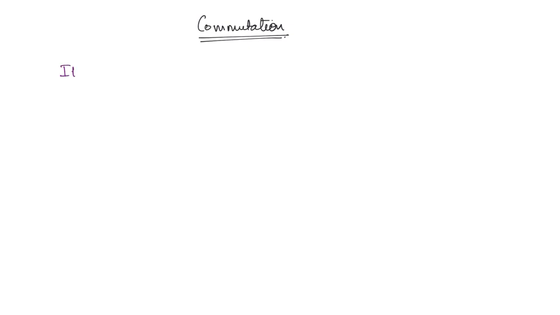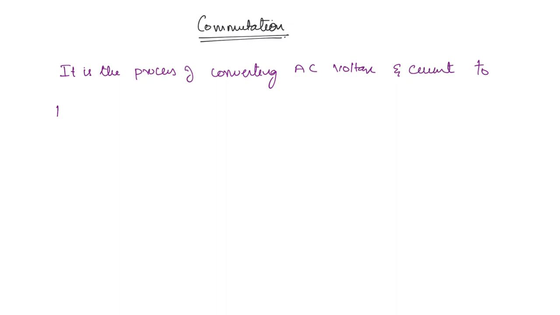So you can write, it is the process of converting AC voltage and current. Here AC itself means alternating current, right? But colloquially, just to differentiate between AC and DC, we write AC voltage and current, okay? So AC voltage and current to DC voltage and current, by means of a commutator.